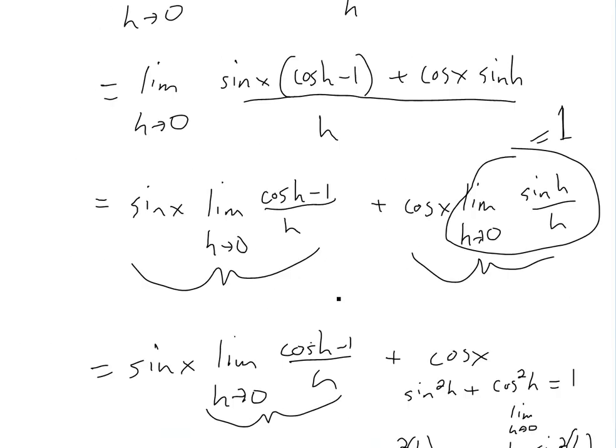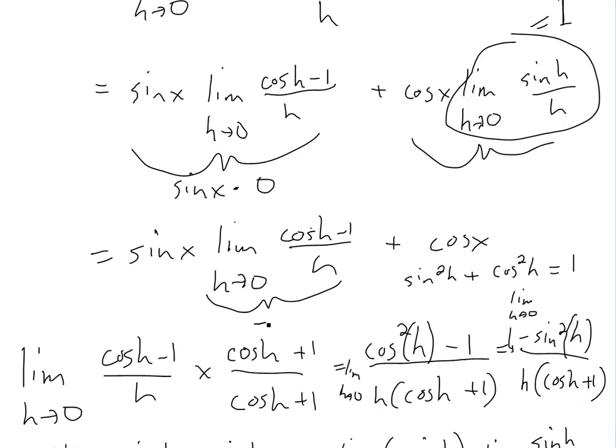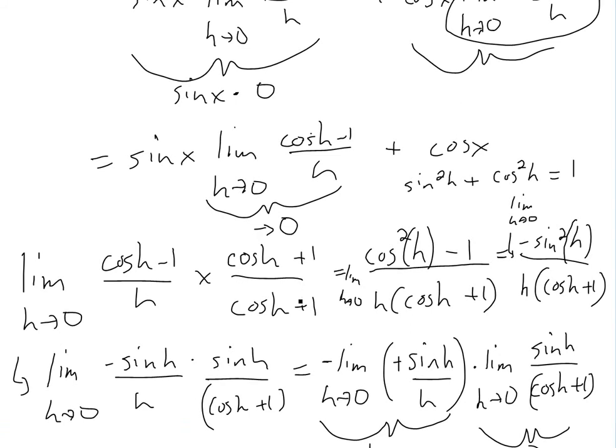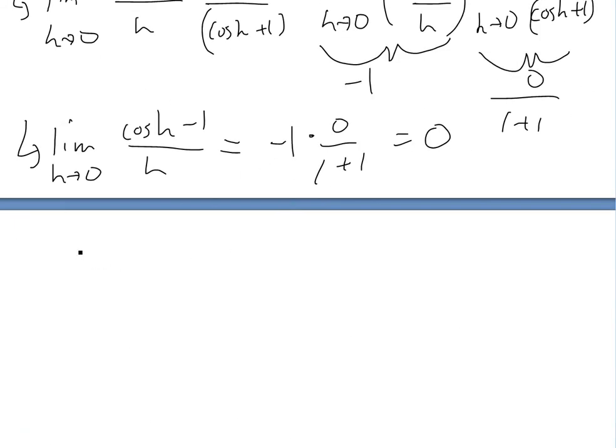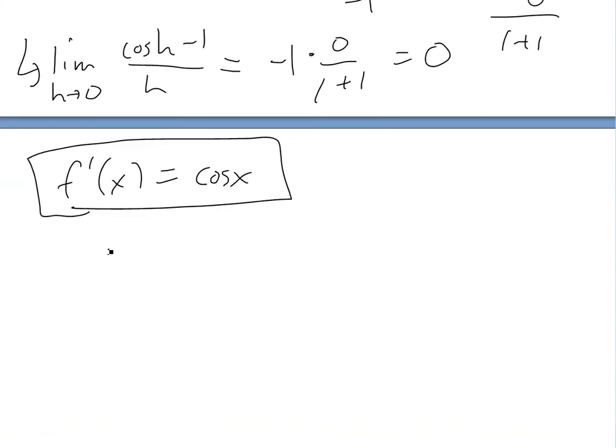So if it equals 0, then this one here is going to be sine x times 0, and all we're left with is this cos x. So now we're left with cos x. So there's our proof. We get that f prime of x is equal to cos x. So we just proved what we initially saw from the graph. Or we could write it as d over dx of sine x equals cos x.